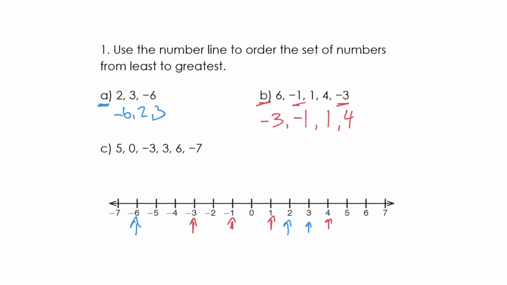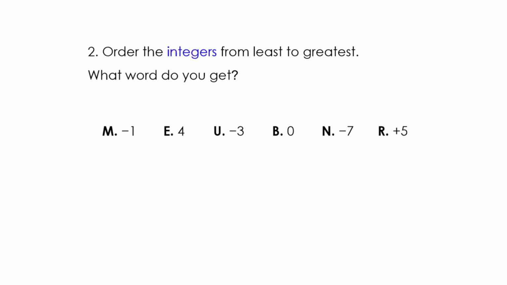And the last one's got quite a few numbers. So let's have a look. Well, and I'll put the arrows on the top. You have 5. You have 0. You have negative 3. You have 3. You have 6. And you have negative 7. And by looking at this number line, you can see that negative 7 is the smallest, sorry. Then it goes negative 3. Then it goes 0, 3, 5, 6.